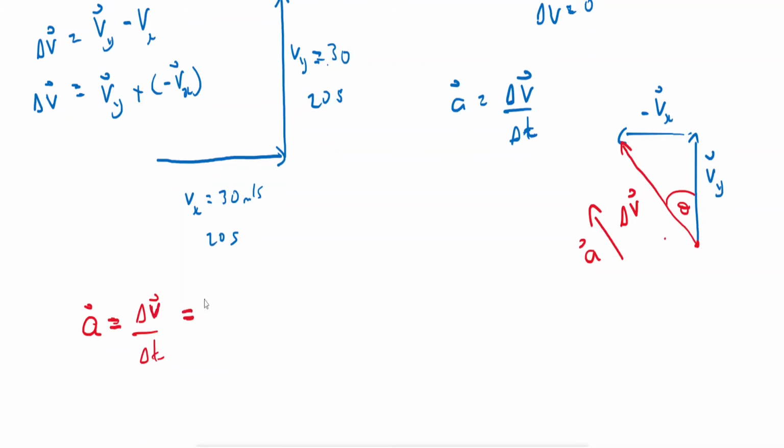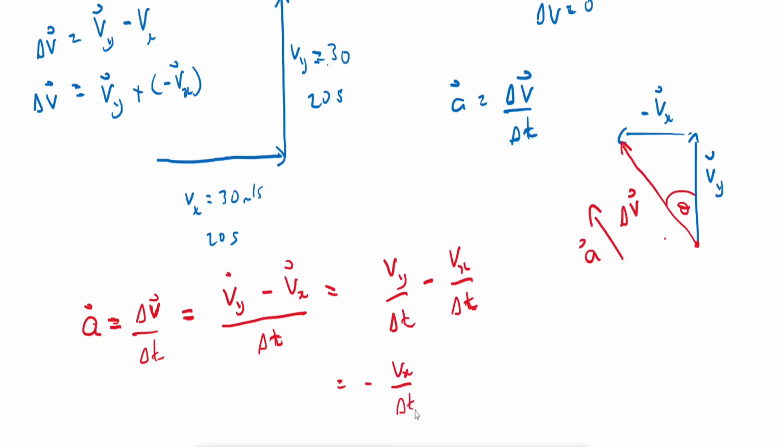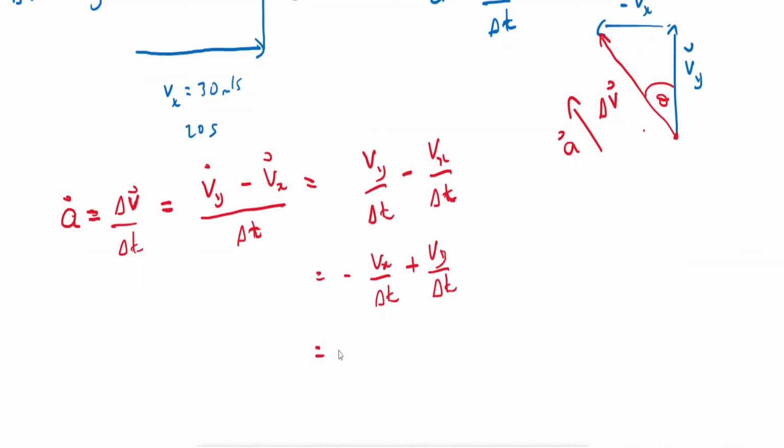And what is that? This change in v is going to be equal to Vy minus Vx over the change in time. And this is going to be equal to Vy over change in time minus Vx over change in time. Okay, I can rearrange this and say this is minus Vx over change in time plus Vy over change in time, right? And then velocity over time is basically acceleration, but it is in the x direction. Then this is going to be acceleration in the y direction. This is for this problem, not for every problem.